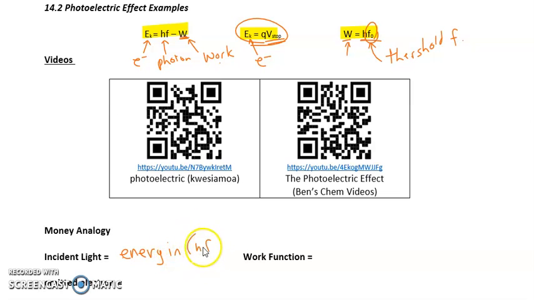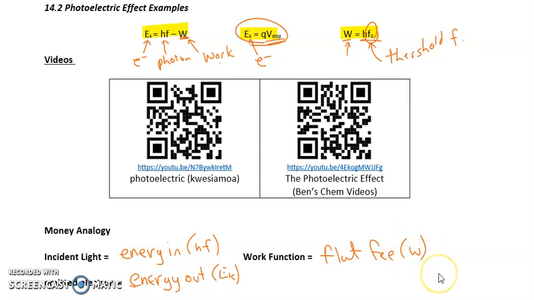So if we take a look at the money analogy again, this is just energy in, which is hf, that's radiation. The emitted electron is energy out. So that is kinetic. And the work function is your flat fee in this entire conversion.